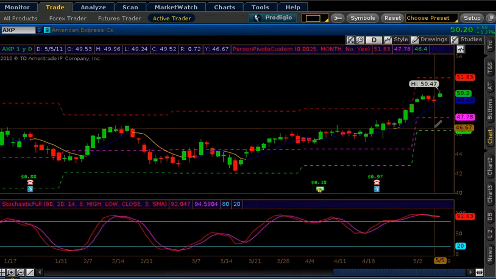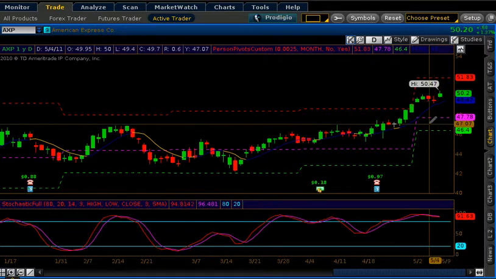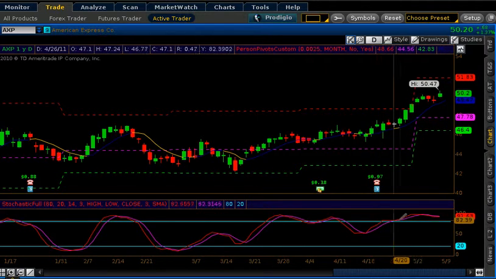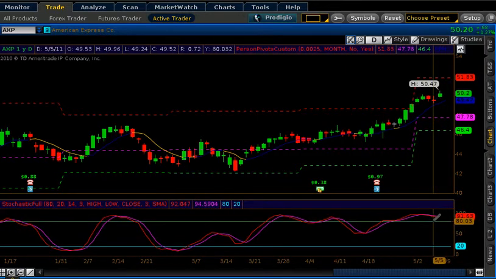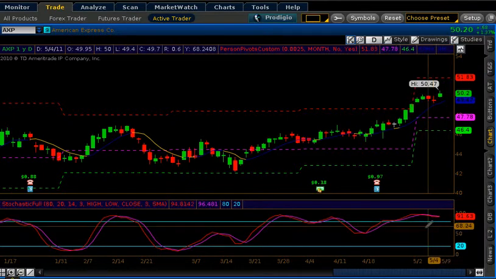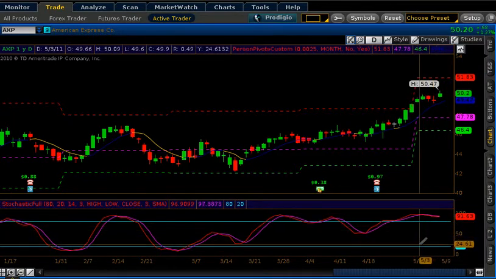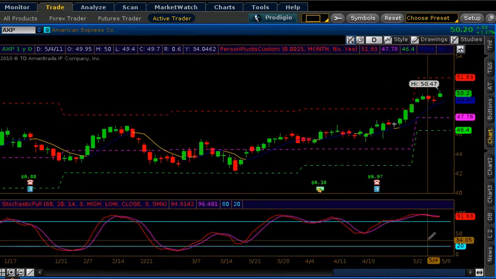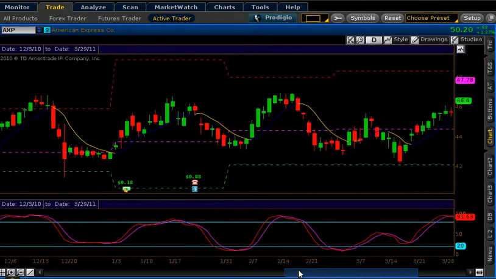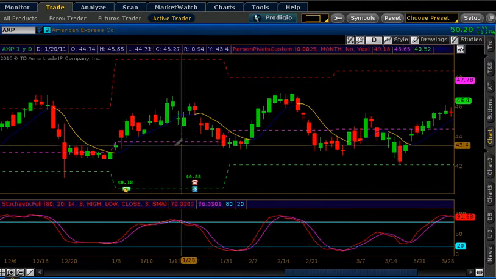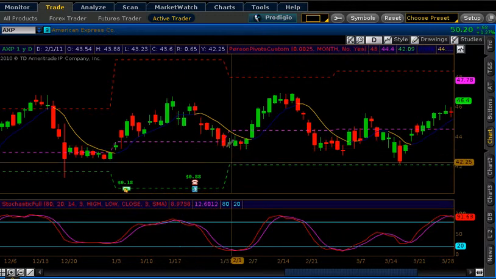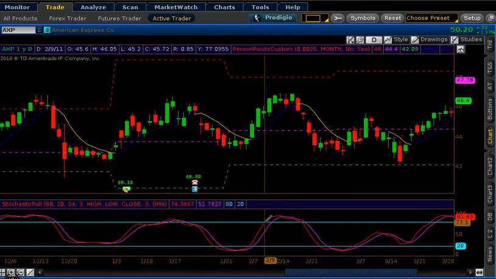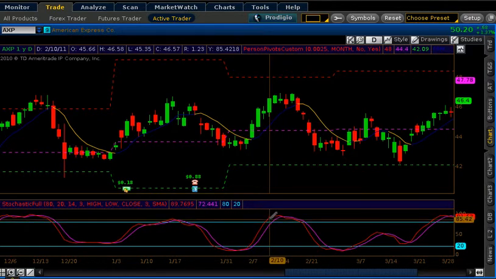Now, let's go over what the stochastics really is. It's a momentum indicator. It gives you overbought and oversold areas. The top part, as you can see on the right hand side, is the 80 mark. That is the overbought area, and the 20 mark is the oversold area. Basically, let's look right in this area. What that is saying is when the percent K and the D get above the 80 mark, it's an indication that the stock is overbought.